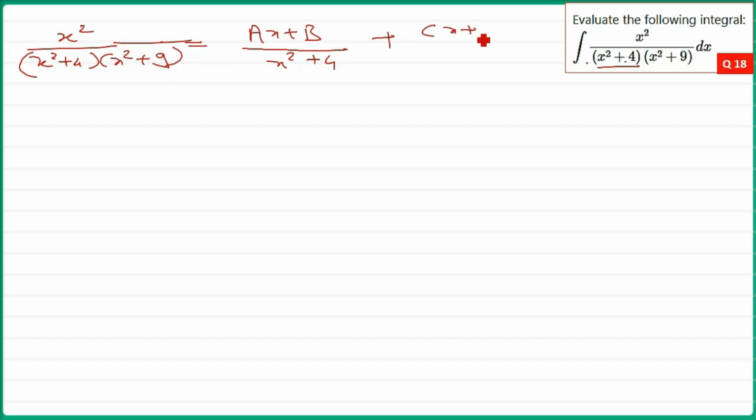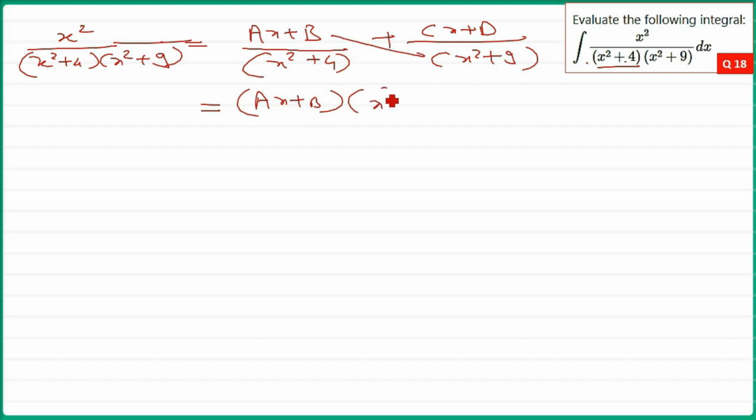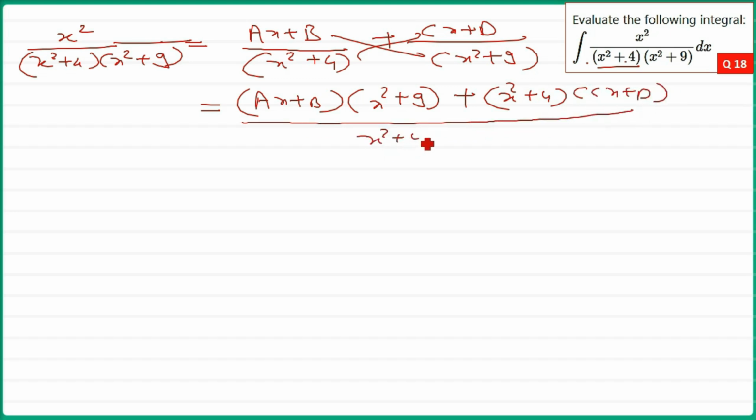You have to have a linear equation, so (cx + d) will be over (x² + 9). On the right side you have to take the LCM. (Ax + b) will be multiplied by (x² + 9), and then we have to multiply this (cx + d) with (x² + 4). So (x² + 4) multiplied by (cx + d). The denominator will have (x² + 4) multiplied by (x² + 9).